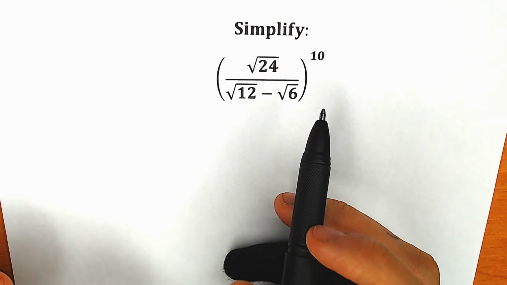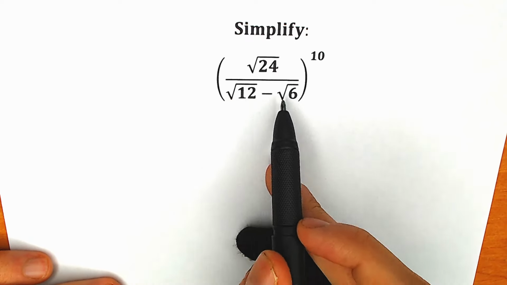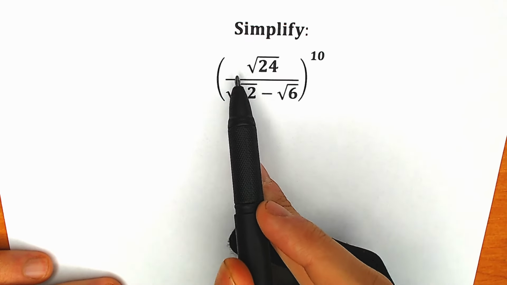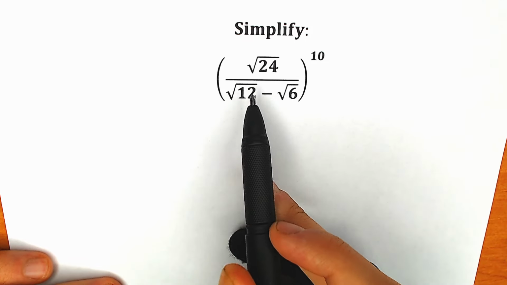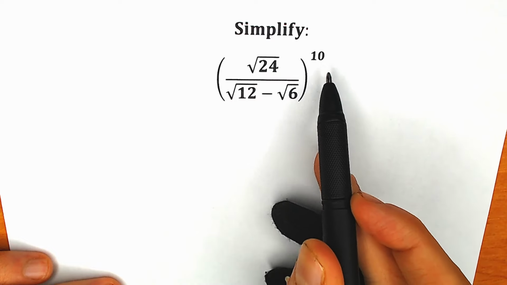Today we have a very interesting and, I would say, a really great question from an entrance examination. We have to raise this expression to the power 10. In our numerator we have the square root of 24, and we divide it by the square root of 12 minus the square root of 6, and we need to raise all this expression to the power 10.